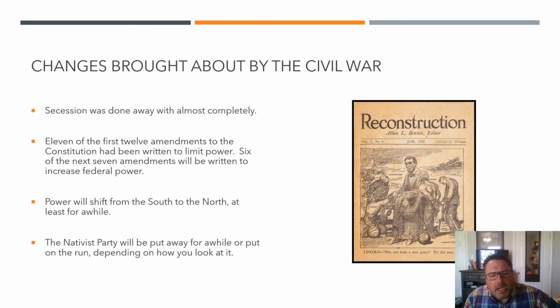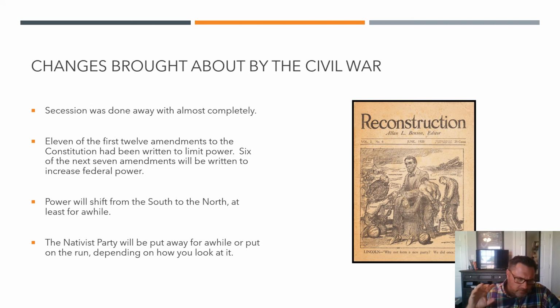The second thing, when you look at the U.S. Constitution, it's going to undergo a lot of changes, especially during Reconstruction. 11 of the first 12 amendments to the Constitution have been written to limit the power of the federal government. 6 of the next 7 amendments will be written to increase the power of the federal government, and it will do so in ways that it never has up to this point. It will change the government of the United States, and it will change the relationship of the government to its people.